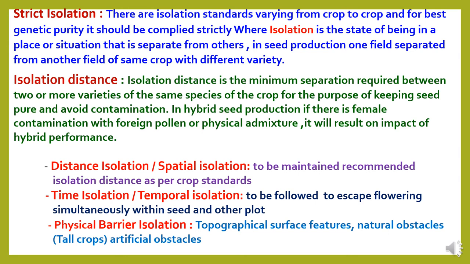In hybrid seed production, if there is female contamination with foreign pollen or physical admixture, it will impact hybrid performance. The isolation is of three types. First one is distance isolation or spatial isolation, to be maintained at the recommended isolation distance as per the crop standards. Second is time isolation or temporal isolation, to be followed to avoid flowering simultaneously within the seed and other plot. And third is physical barrier isolation, where topographical surface features, natural obstacles, tall crops or artificial obstacles are used.